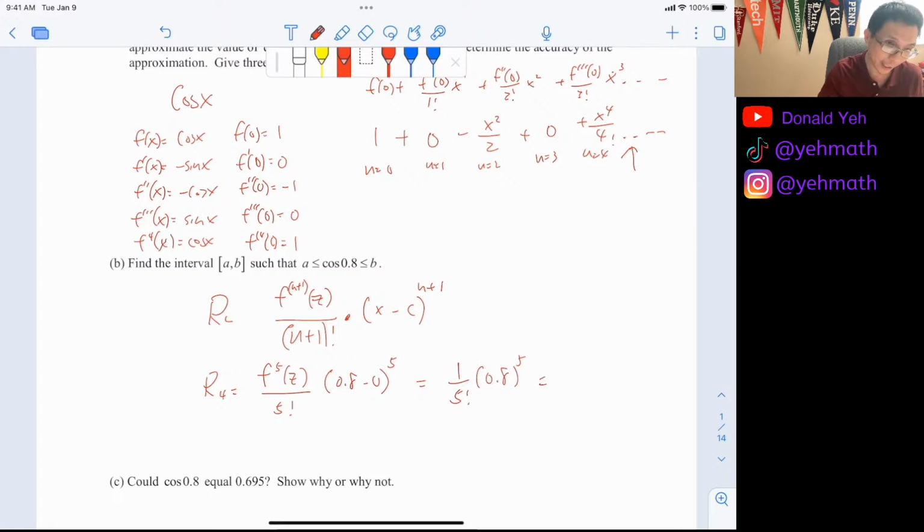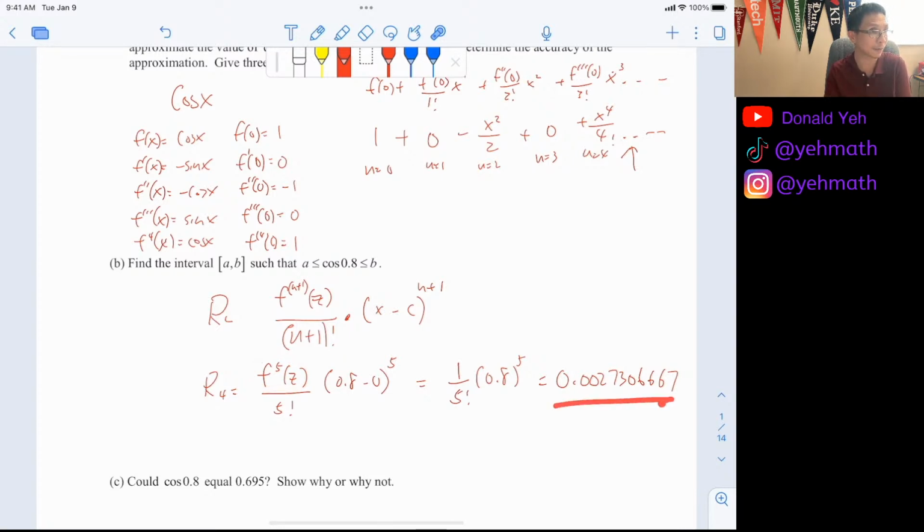So once you have that, you should get 0.00273066667. Well, I'm just a little confused. So what is z? I'm going to tell you flat out, I don't know. But according to the answer sheet, for f fifth of z, the maximum of the derivative of cosine of x is going to be 1. So we're going to replace that with 1. So that's going to be 1 over 5 factorial. So this becomes the error.